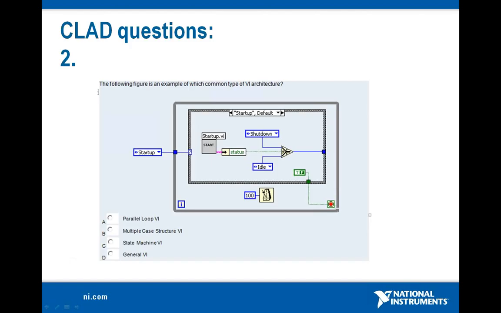The next question is related to the design patterns. They're asking, the following figure is an example of which common type of VI architecture? The options are parallel loop VI, multiple case structure VI, state machine VI, general VI.